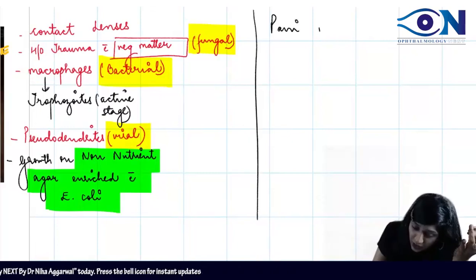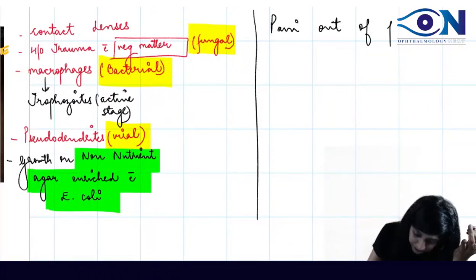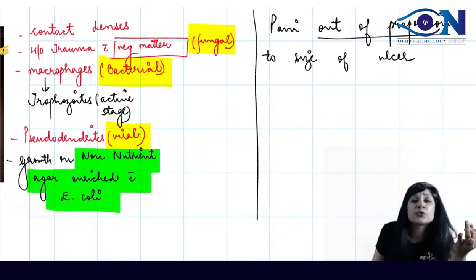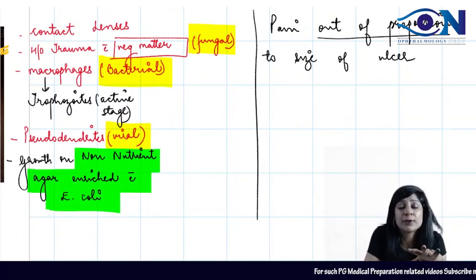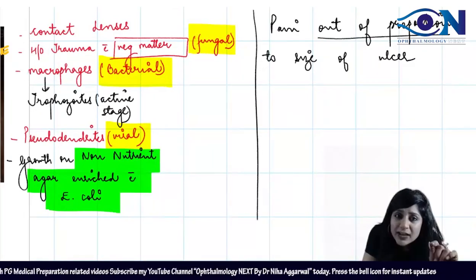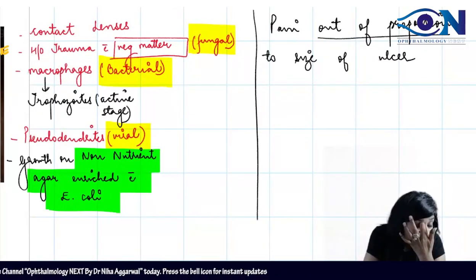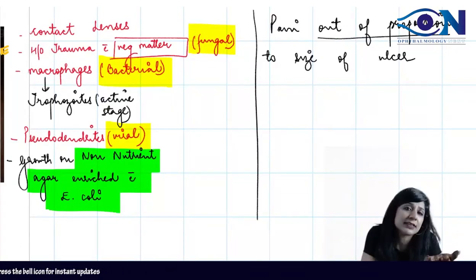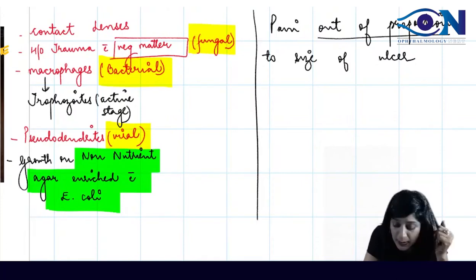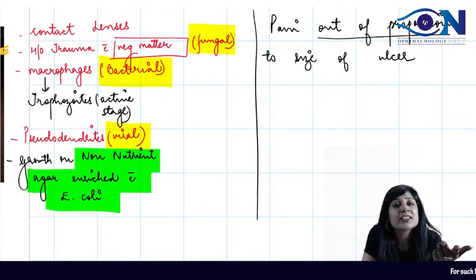Pain which is out of proportion to the size of the ulcer. Bacterial ulcers were also very painful, but there the pain was in proportion to the size of the ulcer. In fungal, it was painless. What about viral? There we have decreased corneal sensations. Why do we have decreased corneal sensations? Because the virus goes and hides in the trigeminal ganglion. But here, pain is more than the size of the ulcer.